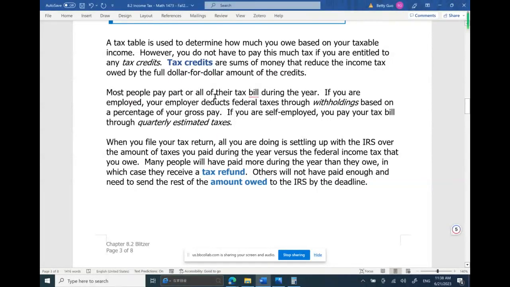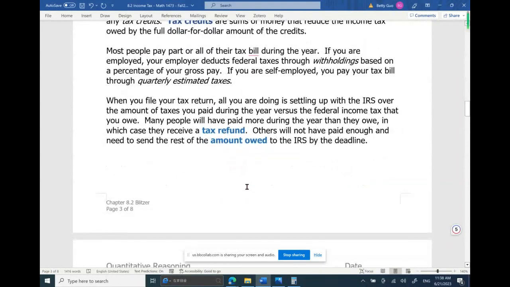Most people pay part or all of their tax bill during the year. If you're employed, your employer deducts federal taxes through withholdings based on a percentage of your gross pay. If you are self-employed, you pay your tax bill through quarterly estimated taxes. It is more complicated if you are self-employed.